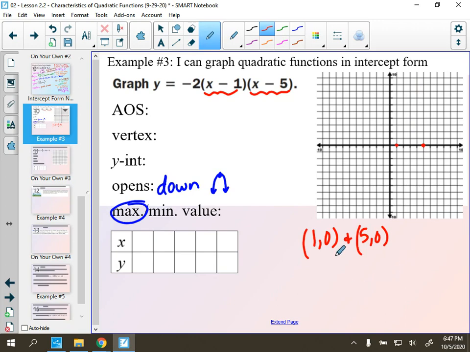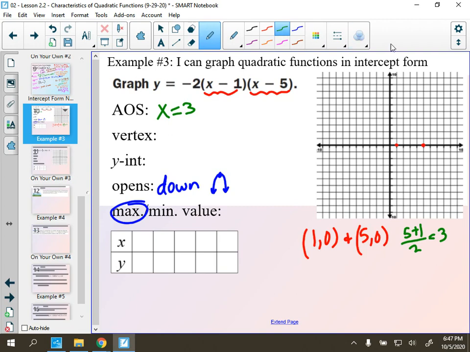All right. Axis of symmetry. So here's what I mean. There are 2 different ways to calculate it. If I want to use the formula, I'd go 5 plus 1 divided by 2. So 5 plus 1 is 6. 6 divided by 2 is 3. So absolutely, my axis of symmetry is x equals 3.